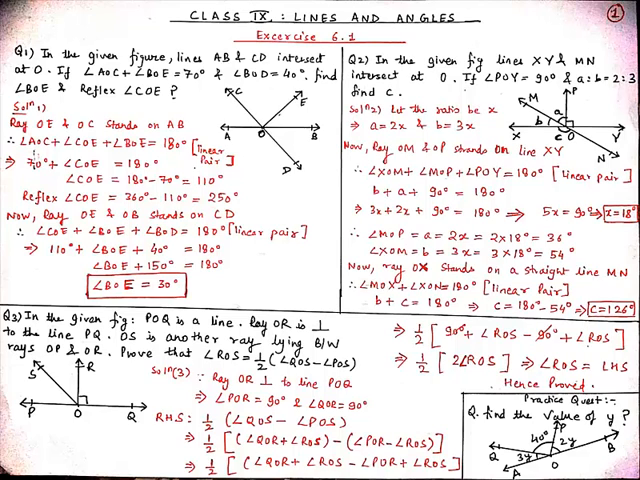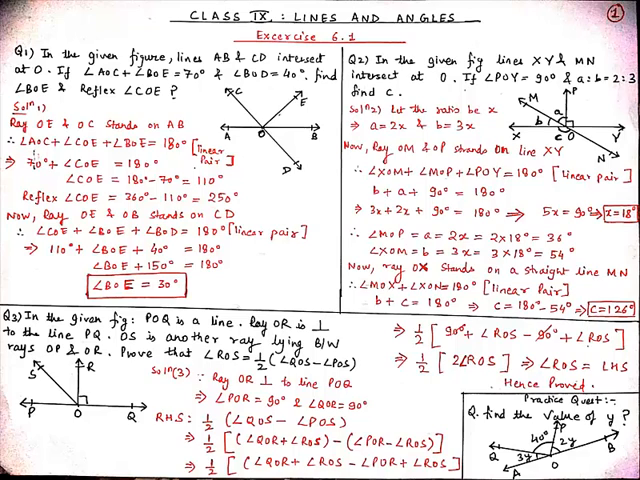Now students, by taking RHS, which is equal to half of angle QOS minus angle POS, by considering the figure, we know the value of angle QOS is equal to angle QOR plus angle ROS, and we know that angle POS is angle POR minus angle ROS. So from here, we get half of angle QOR plus angle ROS minus angle POR, and minus into minus is plus angle ROS.